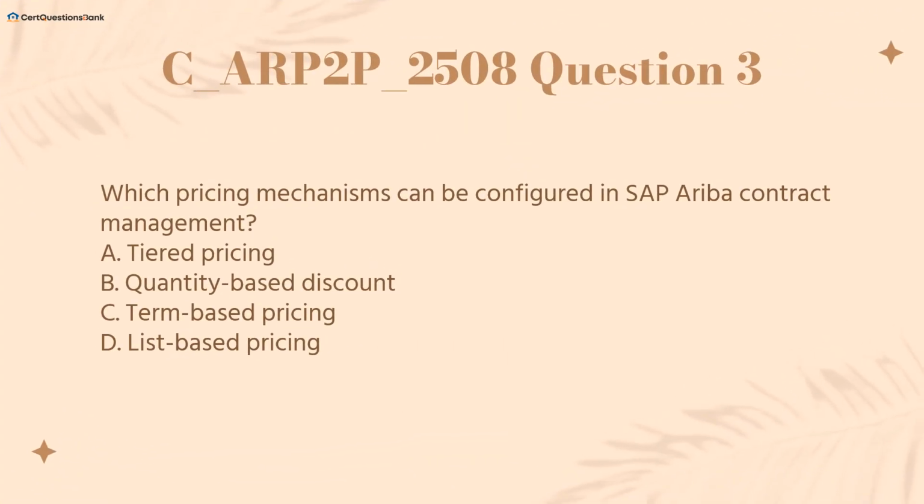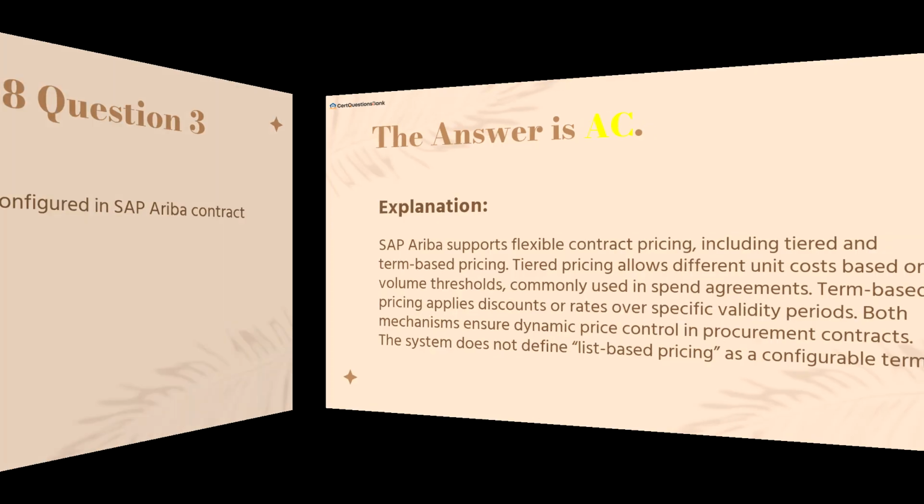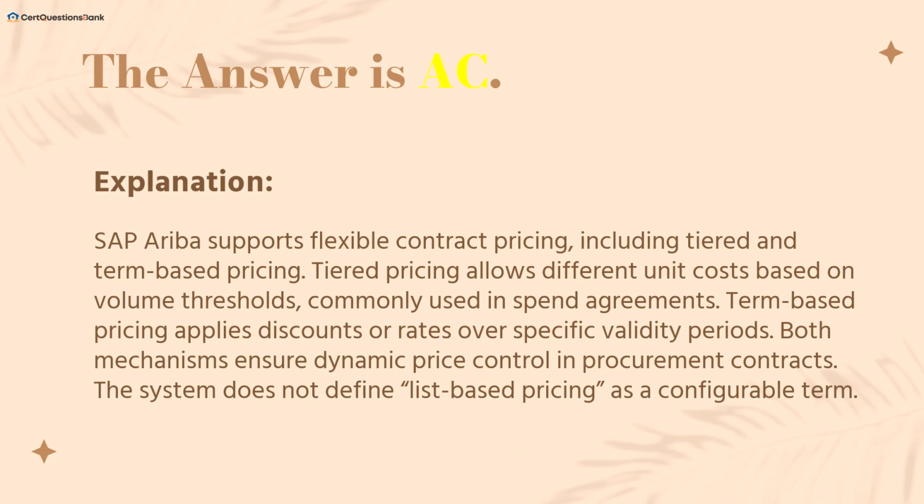Which pricing mechanisms can be configured in SAP Ariba contract management? A. Tiered pricing. B. Quantity-based discount. C. Term-based pricing. D. List-based pricing. The answer is AC.